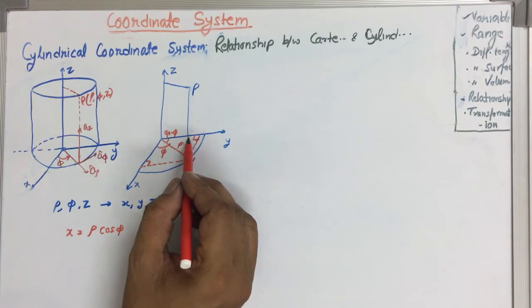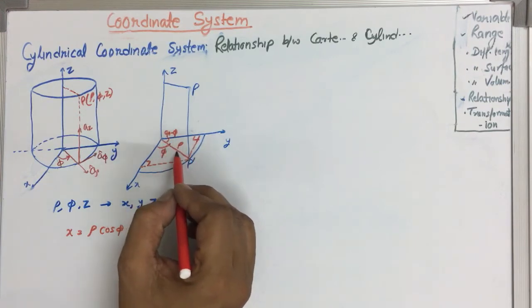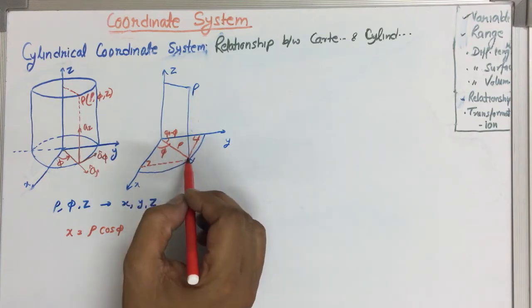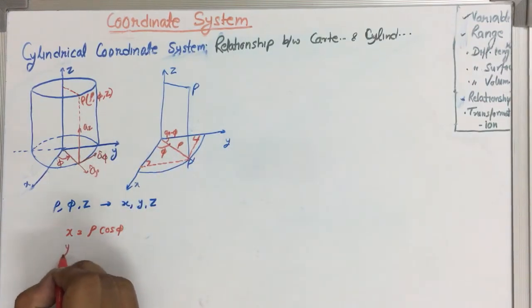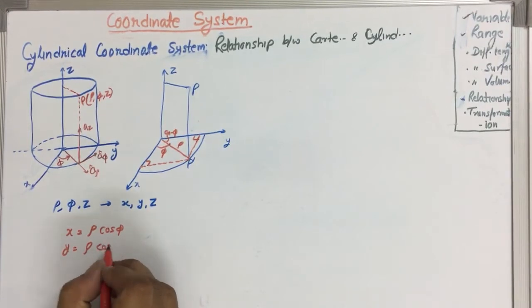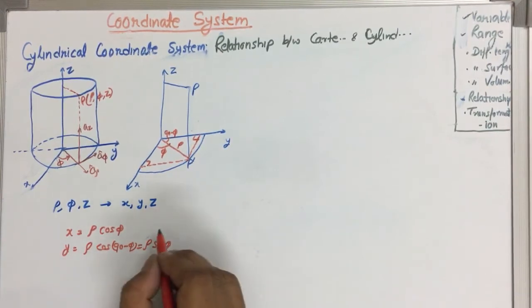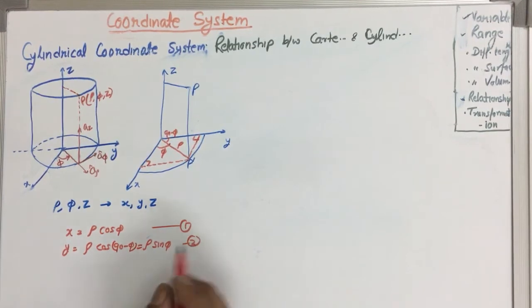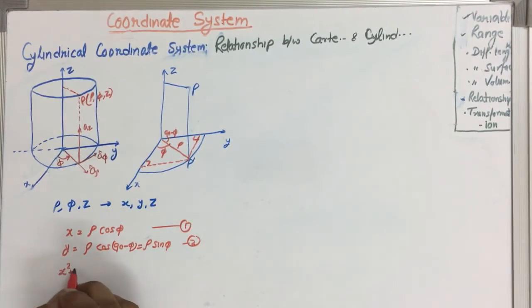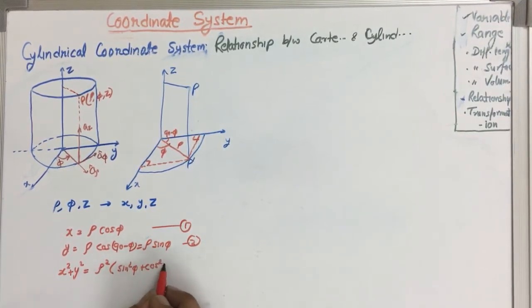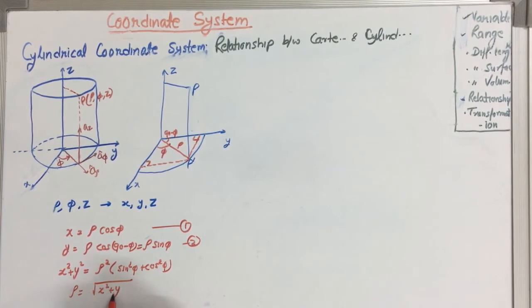Similarly, y can be written as base, perpendicular, hypotenuse. Rho cos phi will give you this, means projection of this, and this will be cosine of this. So y will be rho cos of 90 minus phi, that will give you rho sin phi. Now square both of them and add. You will get x square plus y square will be equal to rho square times sin square phi plus cos square phi. It will give you 1. The remaining thing will be rho, that is equal to square root of x square plus y square.